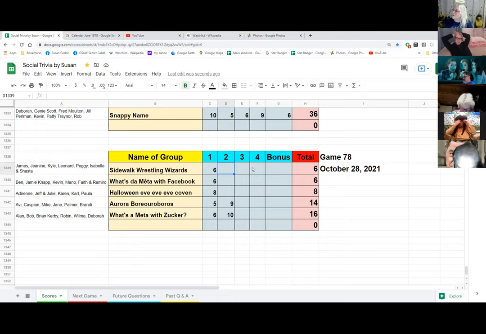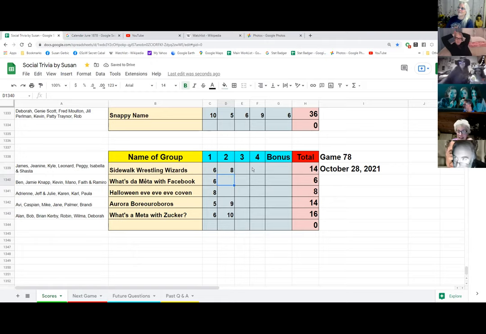So how about sidewalk wrestling wizards? If I could see. 8. I'm going to throw it 8 backwards. What's going on over there? What are they doing? Oh, we were throwing socks at her. I bought everyone socks, and all of our friends matching socks. Okay.